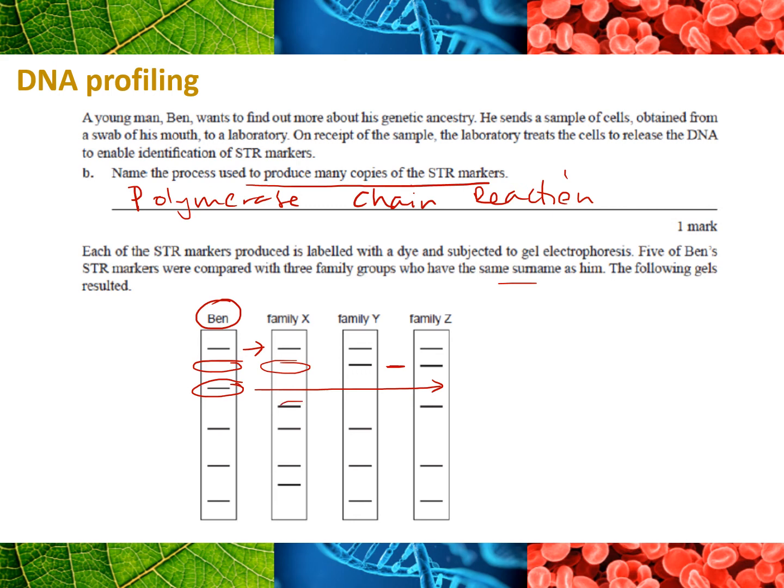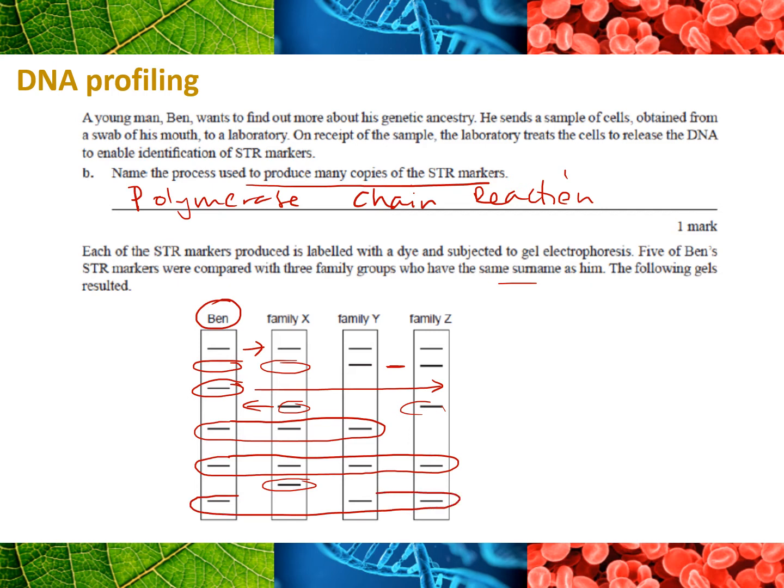Family X has one that doesn't match Ben, but does match family Y. If we move further down, at this point, that allele matches with families X and Y. This matches with families X, Y, and Z. Again, family X has an allele here that doesn't really match with anyone. That's quite unique. Then down here, we have some matches as well, not with this, but with families Y and Z. So basically, you want to look at how many matches there are with each of these families.